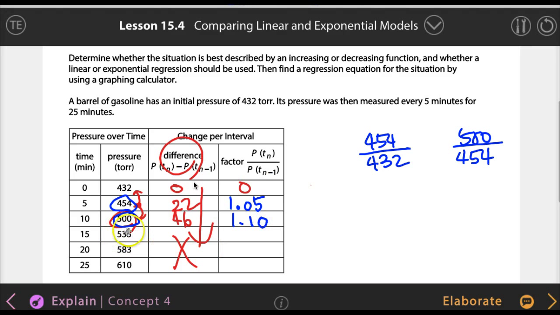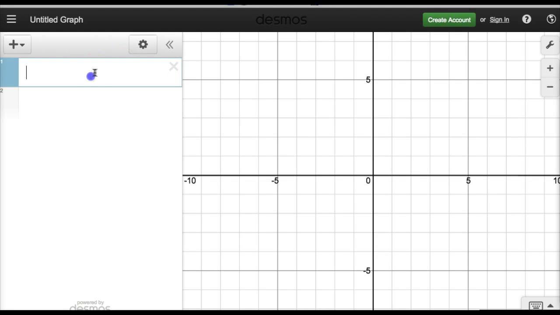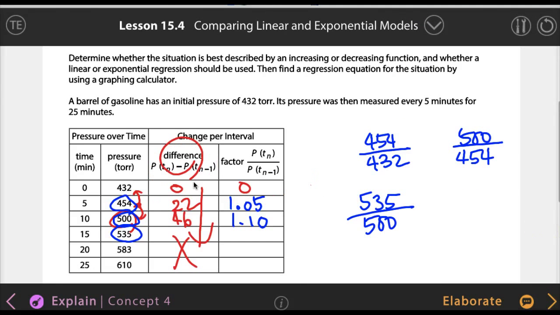Let's move on to the next one. Now I got 535 divided by 500. 535, 500. Now I got 1.07. Okay. So you know what? We already know that this is also not an exponential function.